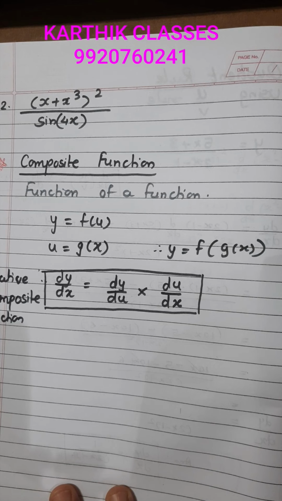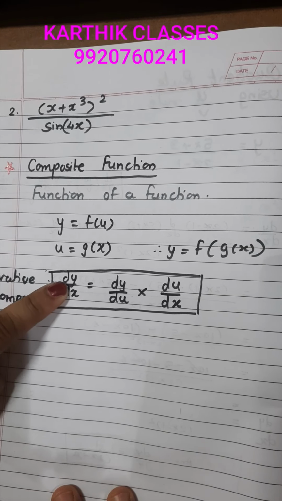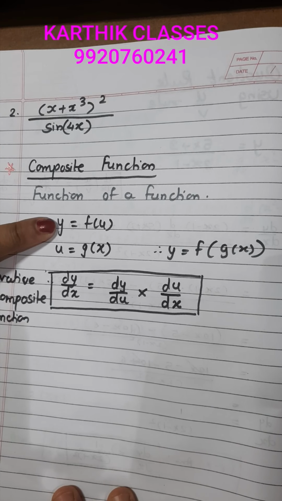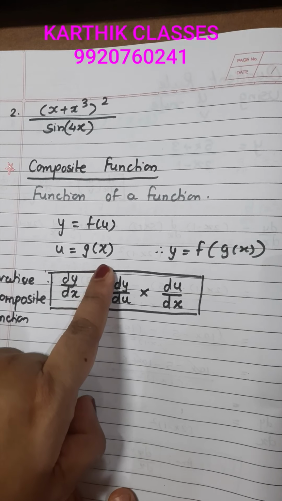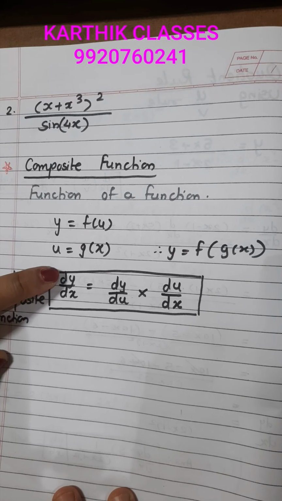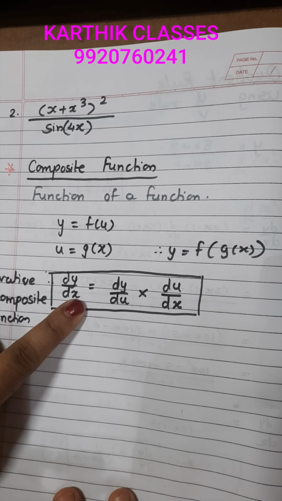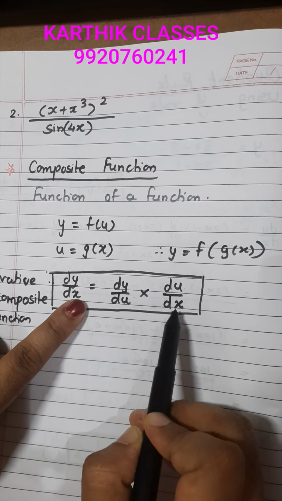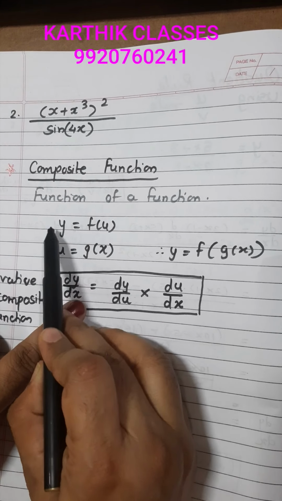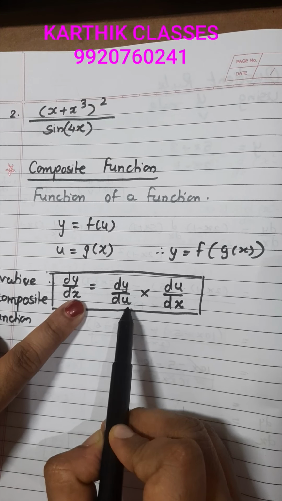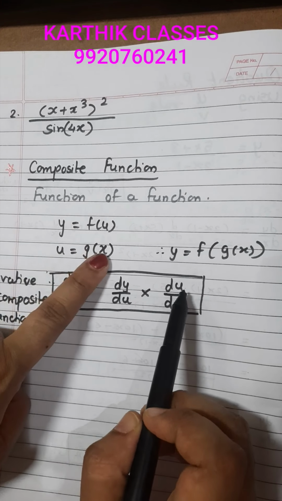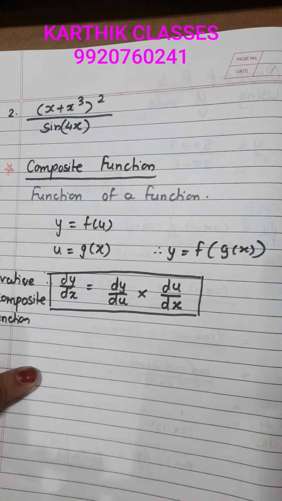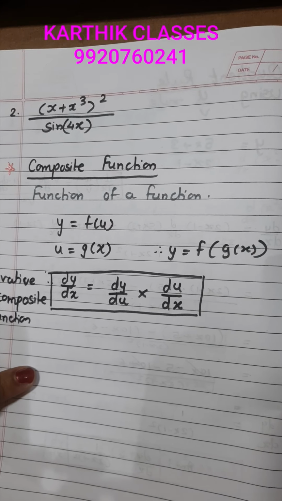Its derivative is given by this formula: dy by dx. Just see, I am differentiating the first variable y with respect to the third variable x. So when I want to calculate the derivative of y with respect to x, the formula is dy by du into du by dx. Here I will first find the derivative of y with respect to u, and then the derivative of u with respect to x. Multiplying them will give me the derivative of y with respect to x, that is dy by dx.